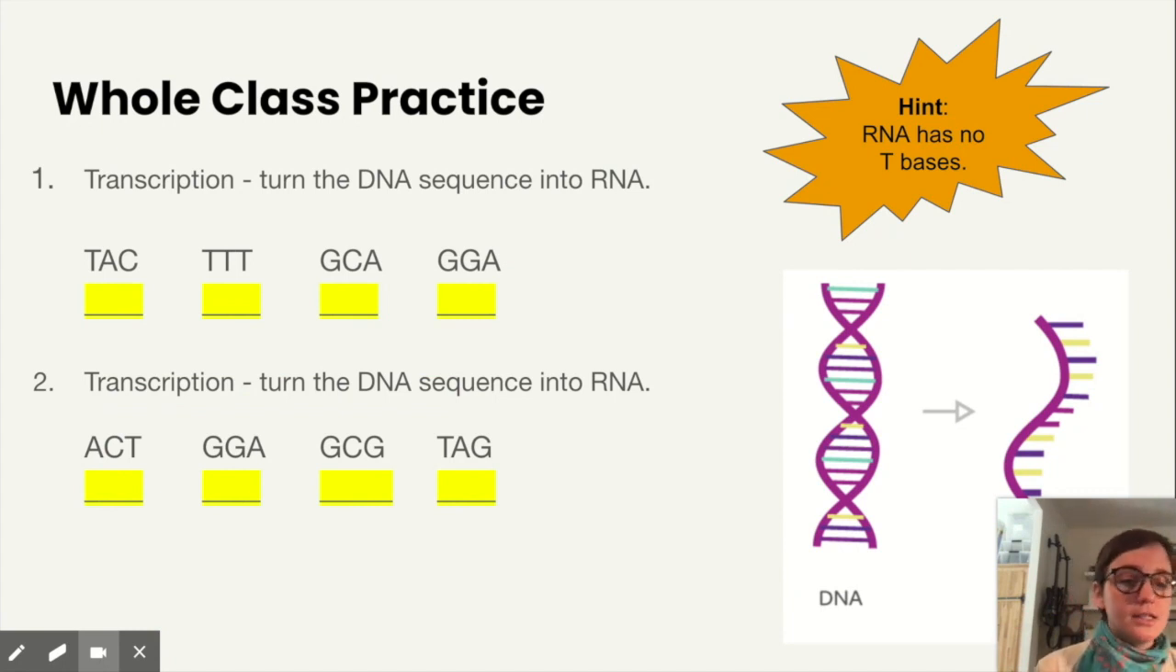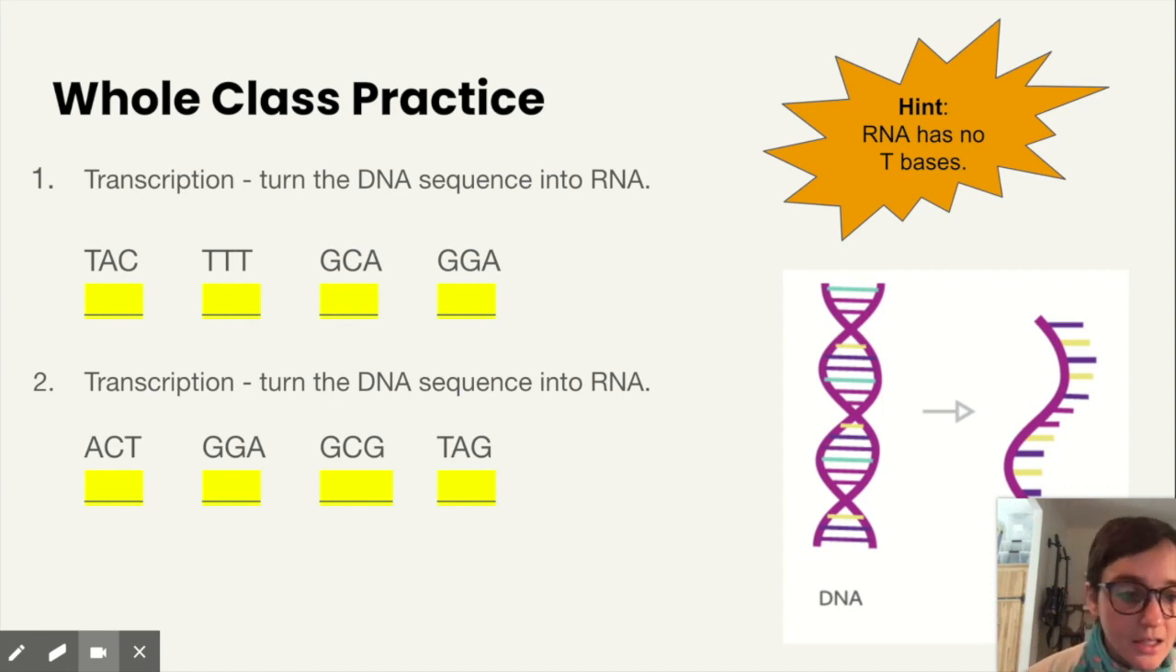Remember, RNA has no T bases. So your job right now is to turn the DNA, the TAC, TTT, GCA, GGA, into an RNA sequence. I'm going to do that by matching the complementary pair, but anytime I want to write T, I'm going to write U.